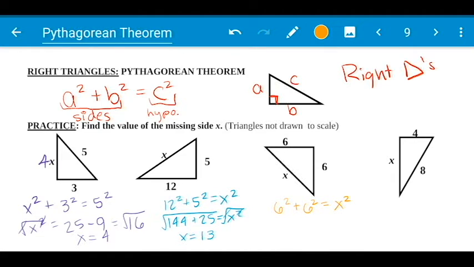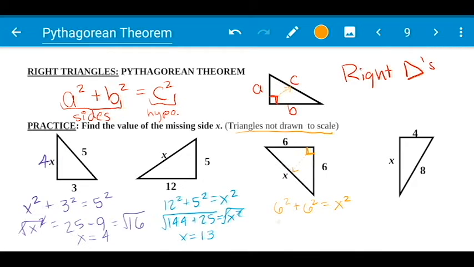Now, a question I get asked a lot is, how do we know which side is our hypotenuse if these aren't drawn to scale? What we're going to look for is our angle that is 90 degrees, and our hypotenuse is always opposite of our 90-degree angle. So c is always opposite of the 90-degree angle.